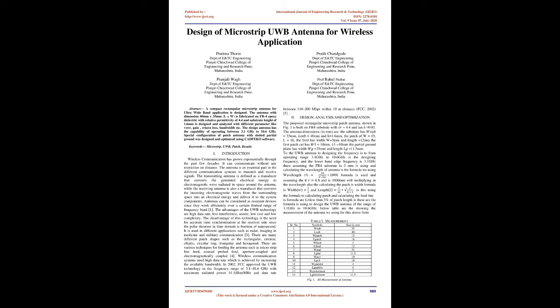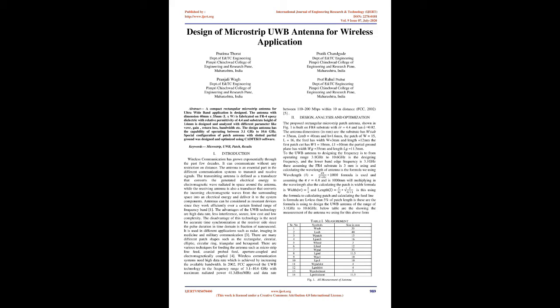Introduction. Wireless communication has grown exponentially through the past few decades. It can communicate without any restriction on distance. The antenna is an essential part of the different communication systems to transmit and receive signals. The transmitting antenna is defined as a transducer that converts the generated electrical energy to electromagnetic waves radiated in space around the antenna, while the receiving antenna is also a transducer that converts the incoming electromagnetic waves from the surrounding space into electrical energy and delivers it to the system components.